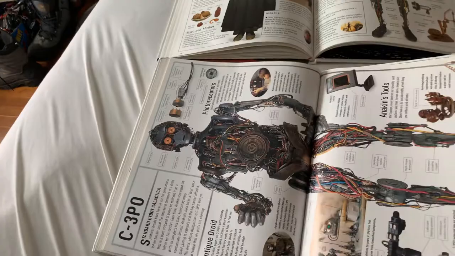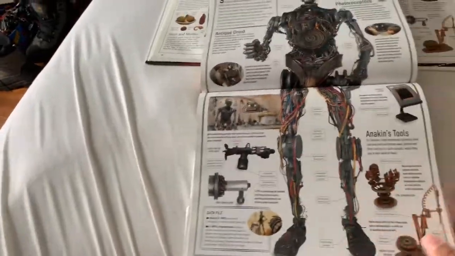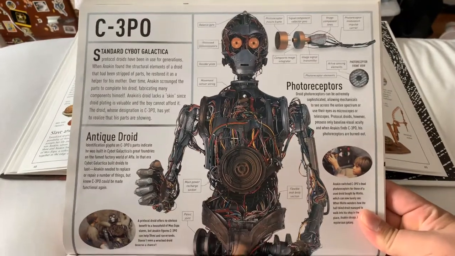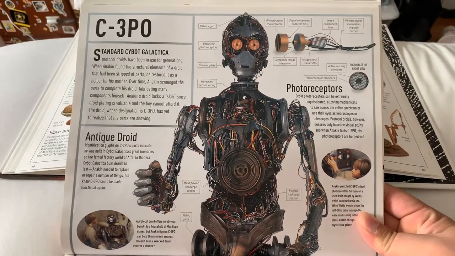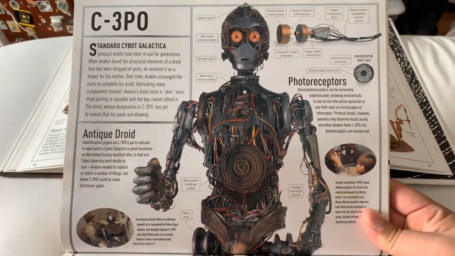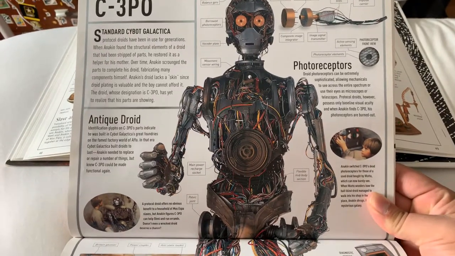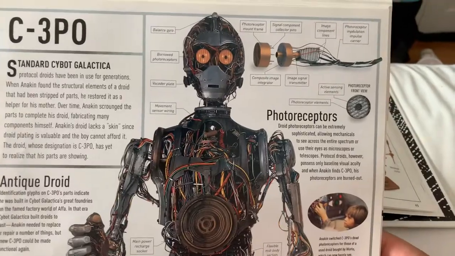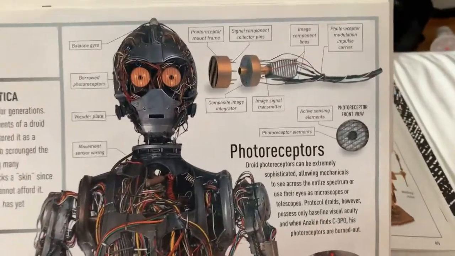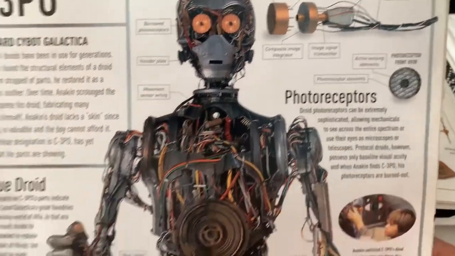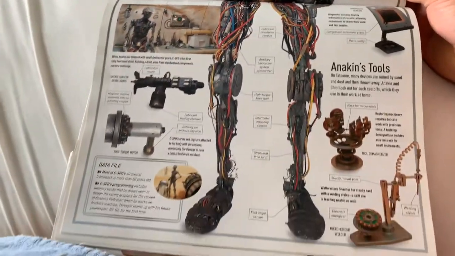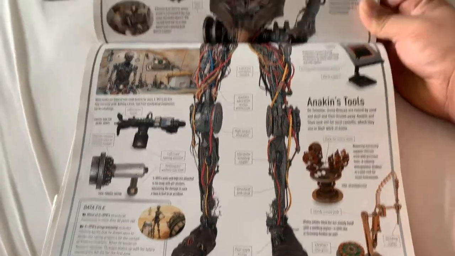And then here's what they did for 3PO in the 2012 edition. They made him a two-pager. Man, if I didn't care about Star Wars books a lot, I would totally take out these two-page spreads because they are so cool. And this has much more detail on what he's got going on, which is really, really awesome. And it breaks down his body, Anakin's tools and whatnot, and how he came together.